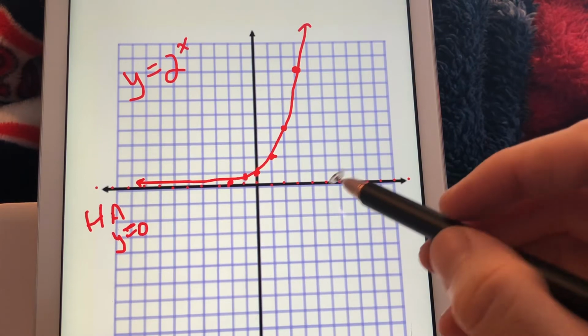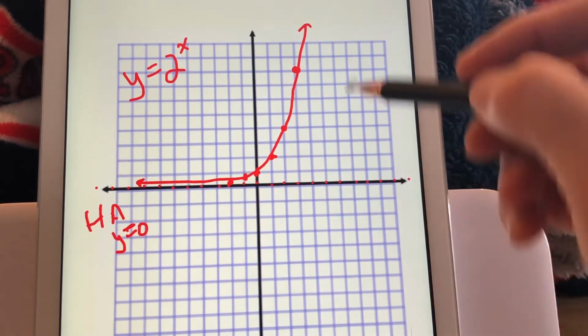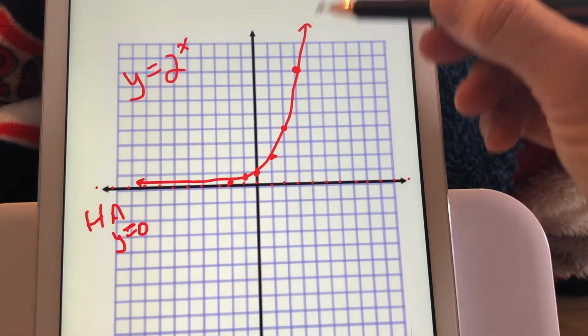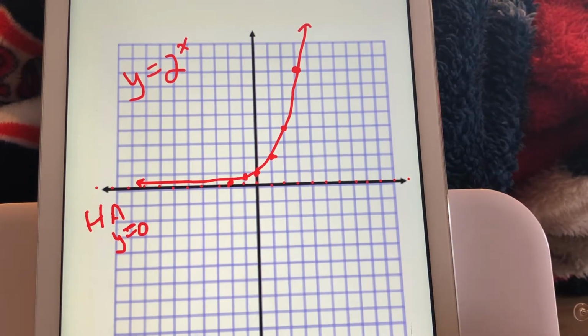So that's the graph of the exponential function y equals 2 to the x. Now this is called exponential growth because as we move to the right, the function keeps growing and growing and growing at an exponential rate. This function actually keeps doubling as x goes up by 1.